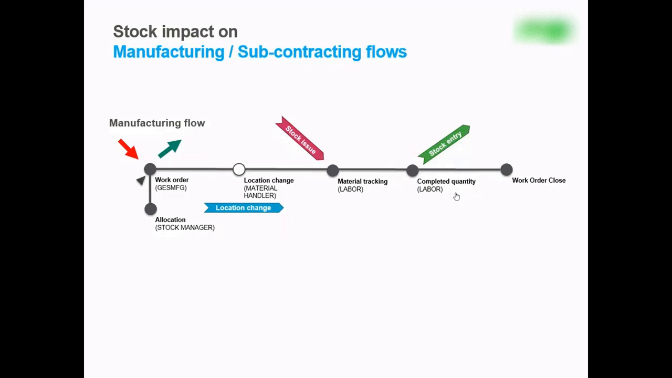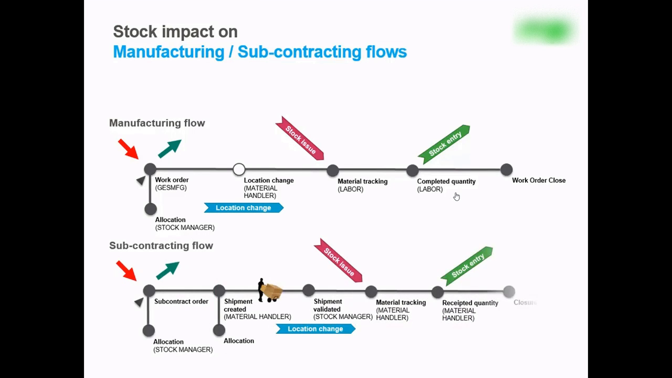In a similar way, the subcontract orders have material tracking decreasing the stock level of the components and receipt increasing the stock level of the subcontract component. Now, in addition, the projected stock follows the same logic, anticipating the actual stock movements. In this flow, the material handler creates the delivery of the stock to provide to the subcontractor and the subcontract receipt.